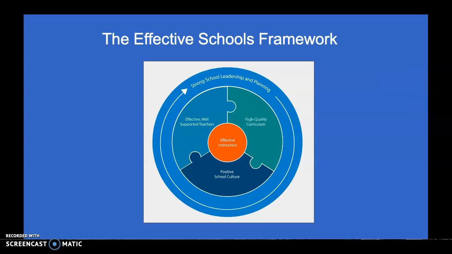The diagram of the ESF framework shows effective instruction at the core, which is then surrounded by positive school culture, effective, well-supported teachers, and high-quality curriculum. And then surrounding that layer is our strong school leadership and planning. This depicts the 5 levers of the framework.